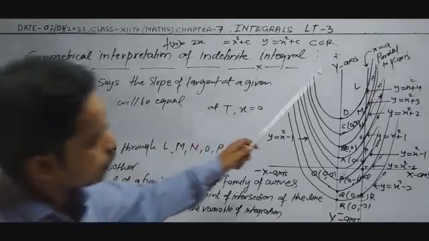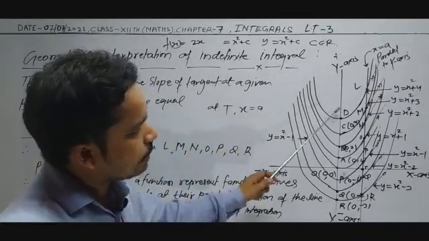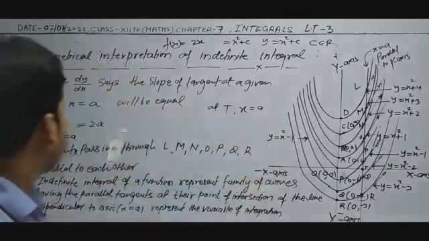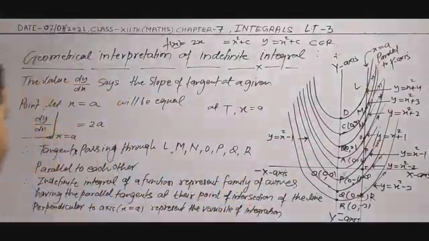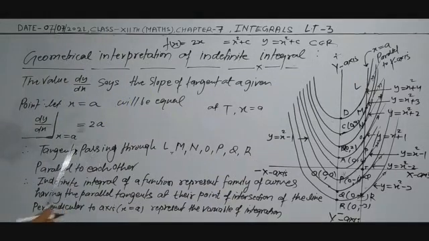This is the slope of the tangents, and the slope is equal for all tangents. When you draw all the tangents, you will find that all the tangent slopes are equal, that is 2a. So the slopes will be parallel. Now the tangents passing through the points L, M, N, O, P, Q, R are parallel to each other, and these are the indefinite integrals. So what is the geometrical interpretation?